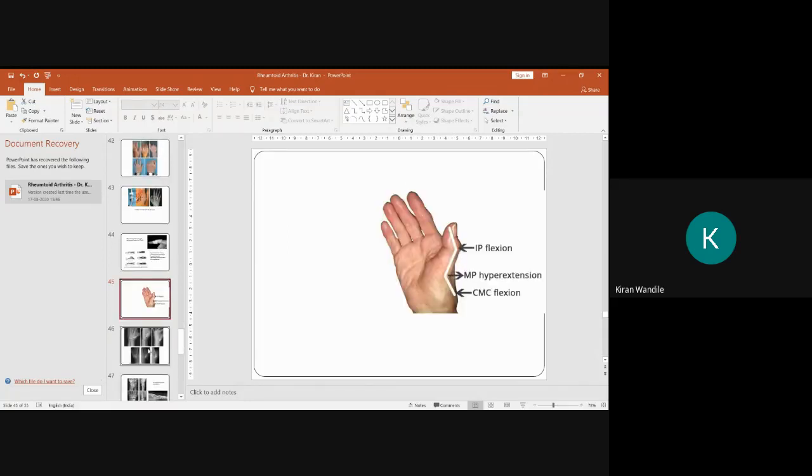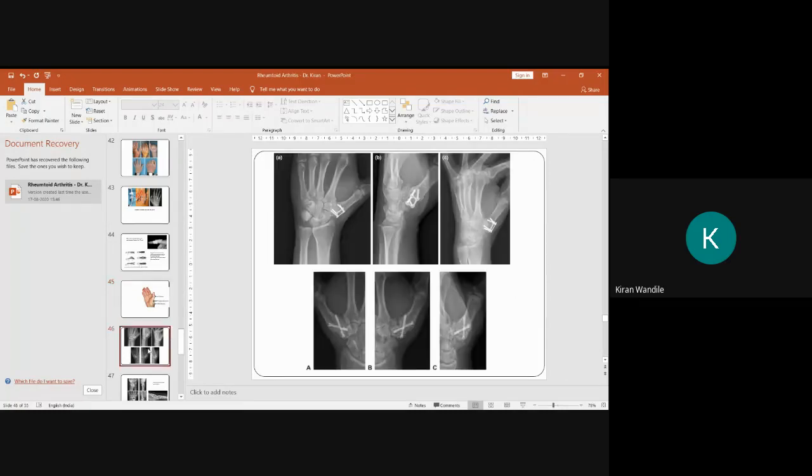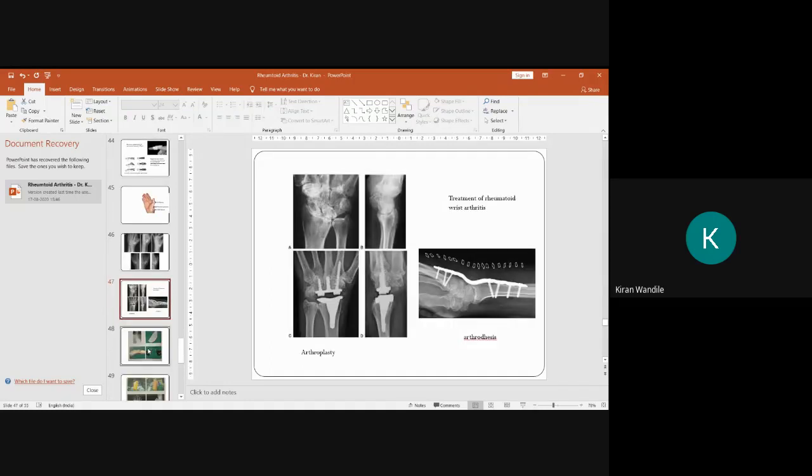In the thumb, again the MP is in hyperextension and the IP is in flexion. So you can correct it by arthroplasty and a combined procedure, tendon transfer. Here, thumb correction is done by fusion of the carpometacarpal joint. So that will provide at least pain relief.